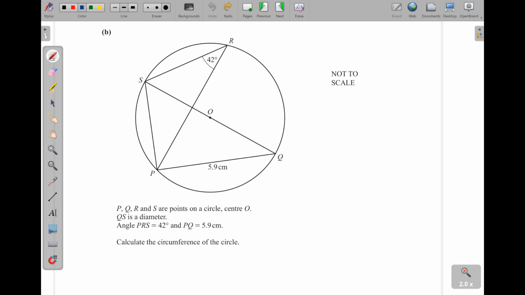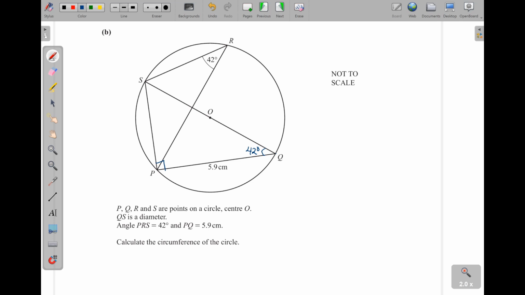Now, we know that angle in a semicircle is always 90 degrees. Because this is the diameter, it passes through the center of the circle. So this is 90 degrees. And also, angles in the same segment are always equal. So when I look at S and P here, then this angle 42 is the same as this other one here. Angles in the same segment are equal. So meaning I'm going to have this one here as 42 degrees.